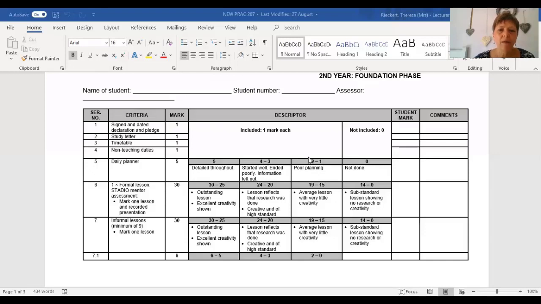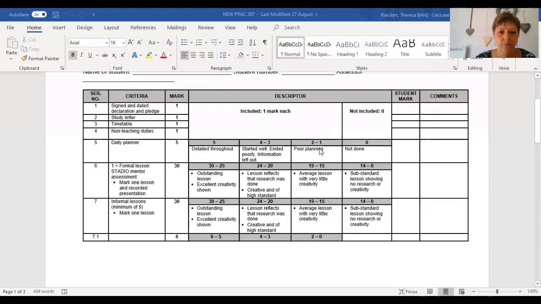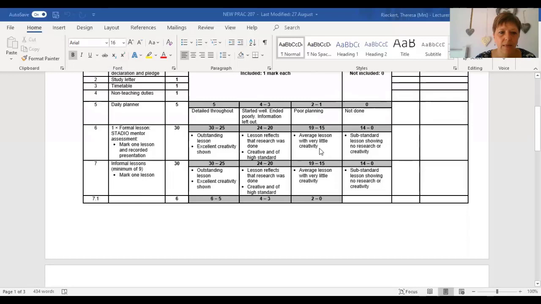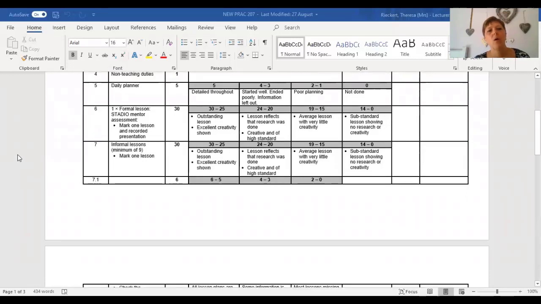Then the next division in the file will be the formal lesson. I'm just going to pull this up a little bit. So we are looking at point 6 now. This will be division 2 of their file, where they will put in the formal lesson. In one of the other videos, I did one on the lecture assessment where the students had to plan the lesson with a video clip, etc. That is the formal lesson.